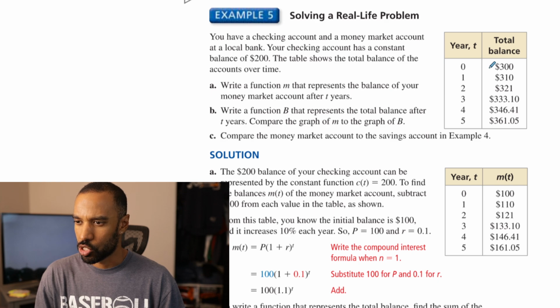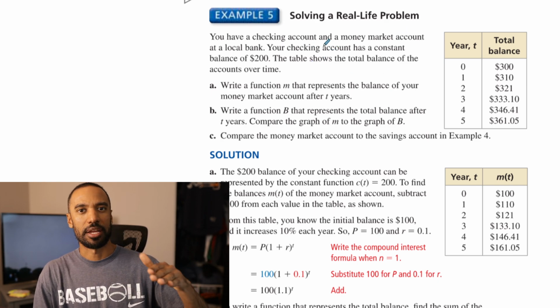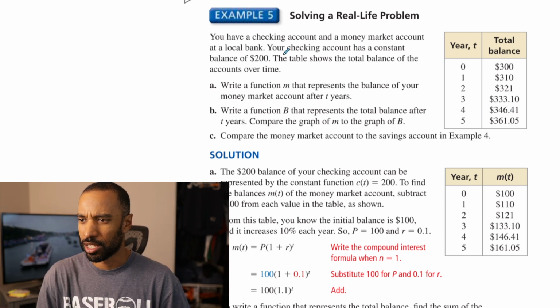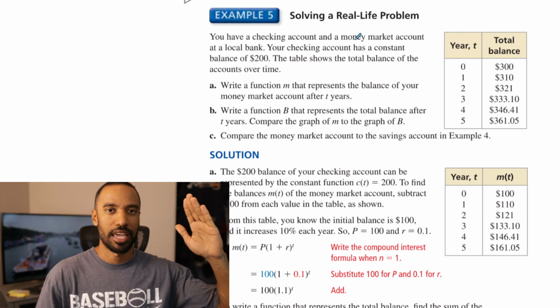So I'm trying to figure out where the 200 came from. I totally missed that. I'll take a look. Oh, my checking account. Okay, my checking account doesn't grow. It just stays at 200. I thought it was a part of this model. I'm like, what are they talking about? Now I hear it. Checking account and a money market account.